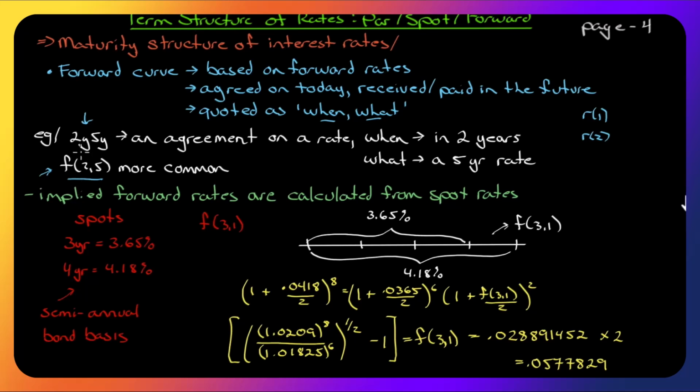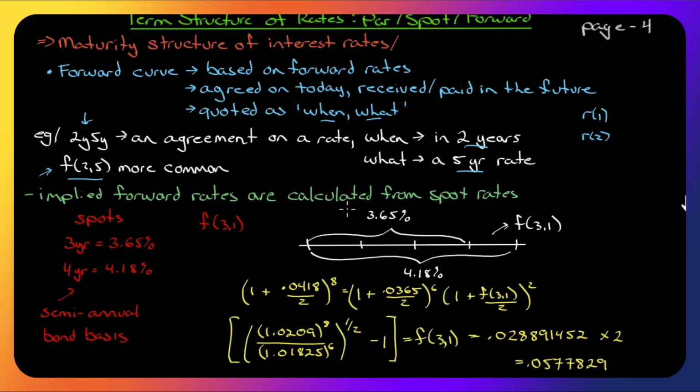2y, 5y. This is when-what? An agreement on a rate. When? In 2 years. What? A 5-year rate. So 2y, 5y, when we see this, we say, okay, that's a rate that's going to start in 2 years and last for 5 years. Typically, we would write it as f and then in brackets 2, 5. 2 implying in 2 years, 5 implying for 5 years. That's the more common way to write it. All right, so we get what a forward rate is.